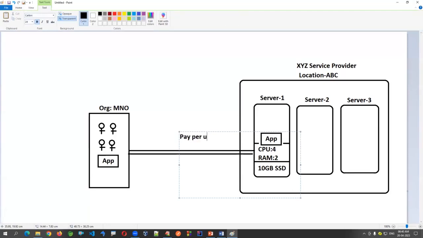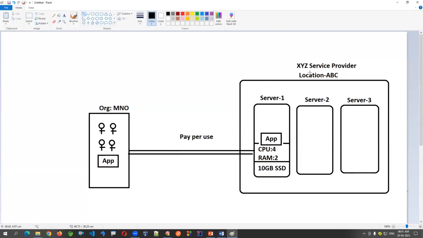Pay per use. I am using some other service providers' computers. In simple words, I'm just using some other service providers' computers. I am placing my application there. That is actually called cloud computing. So it's like using some services, paying rental.